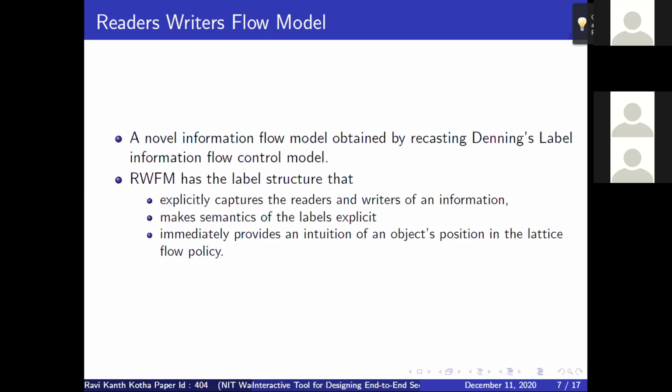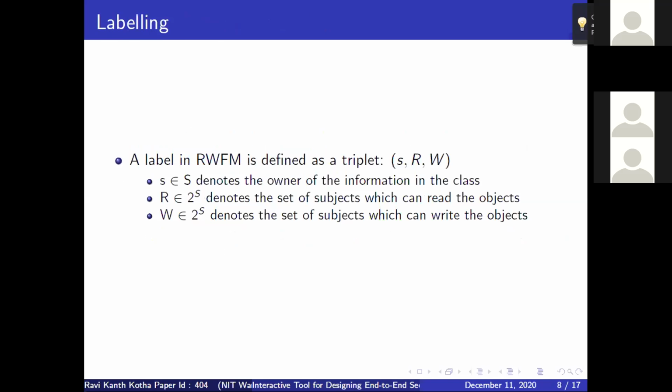So what is there in the RWFM? RWFM explicitly captures the readers and writers of a particular object, and it makes the semantics of the labels very explicit. It immediately gives an intuition of the object's position in the information flow lattice. So how do we implement it? As defined earlier, it has a labeling structure, which is a triplet S, W, and R, where S is the owner of the information, R represents the set of subjects who can read the content of that object, and W refers to who can influence that object.